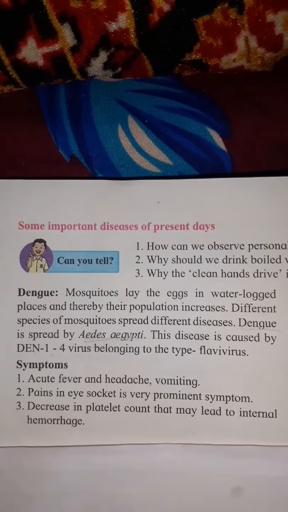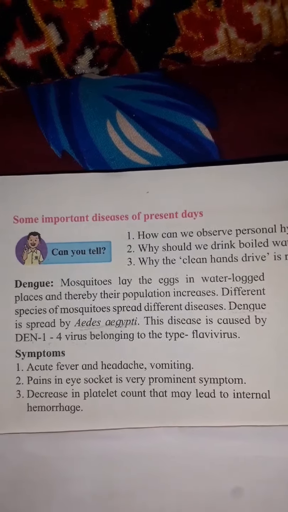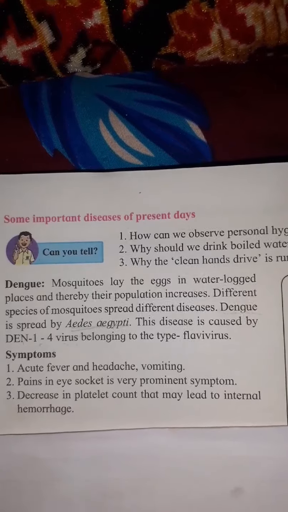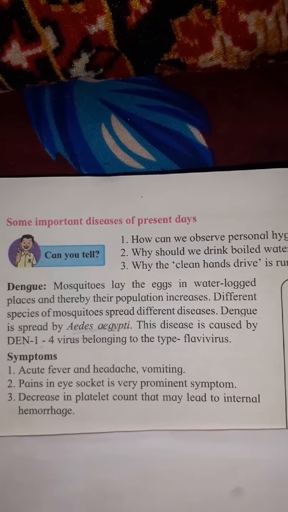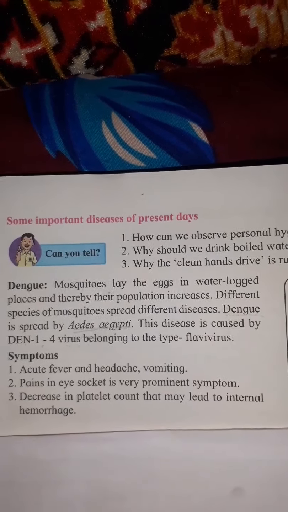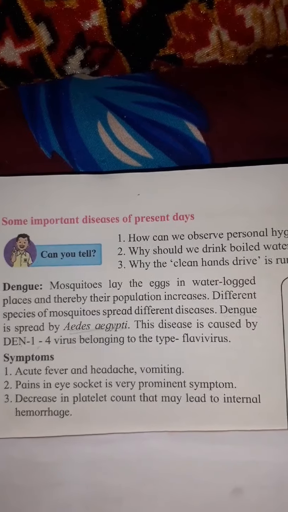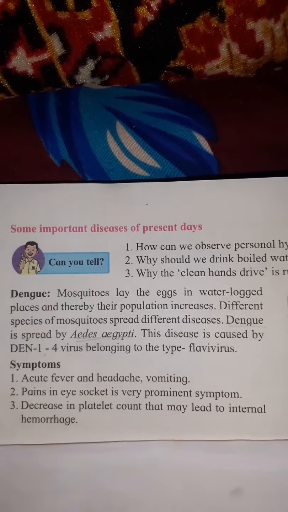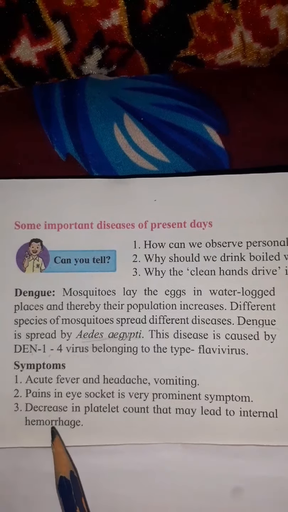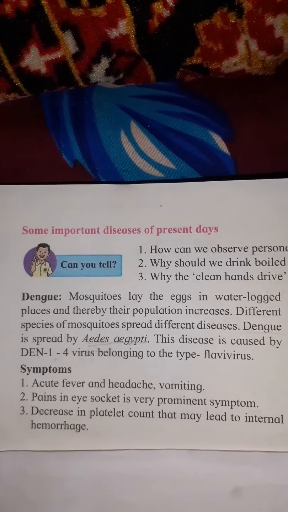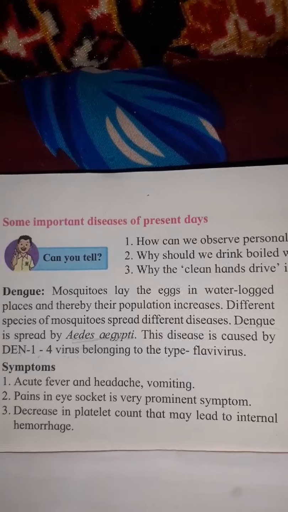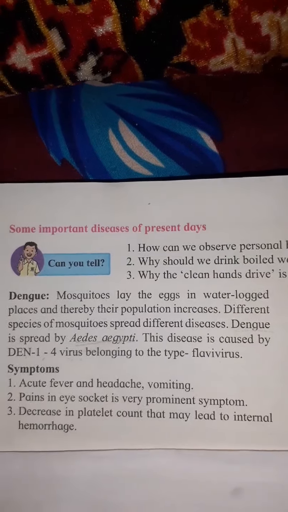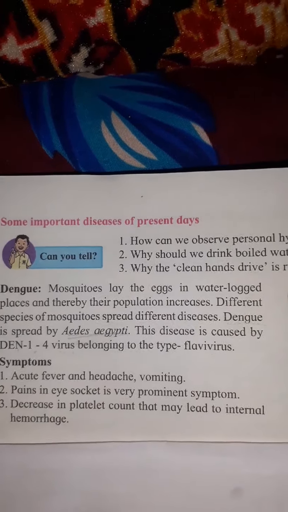Decrease in platelets. Our blood is made up of blood cells, plasma, and platelets. So the amount of platelets in our blood becomes very low, and it leads to internal hemorrhage. Hemorrhage means loss of blood, and when platelets become less, our immunity also becomes less.